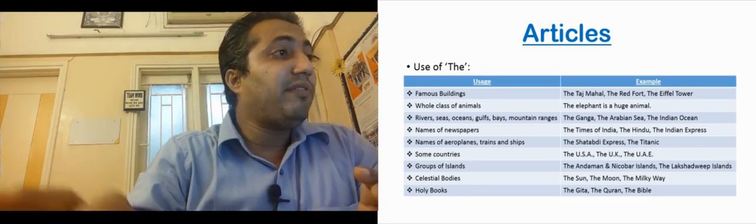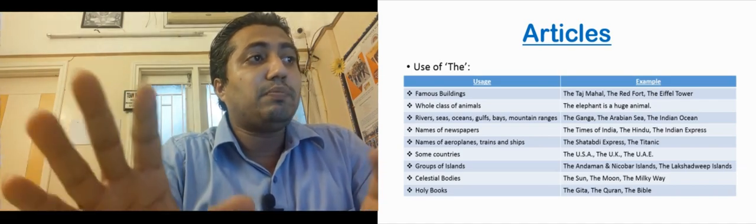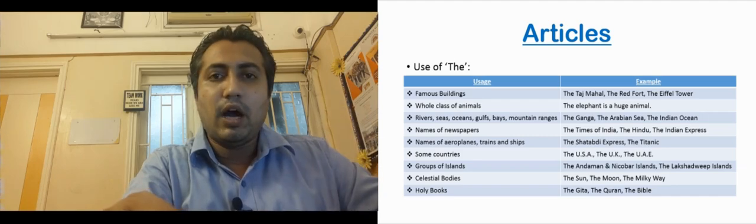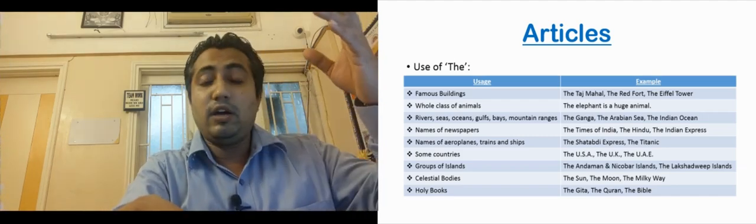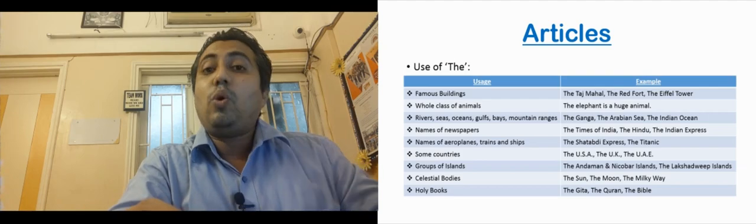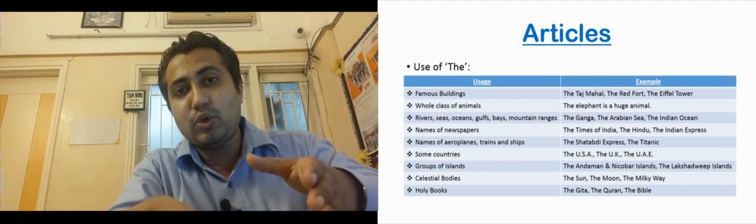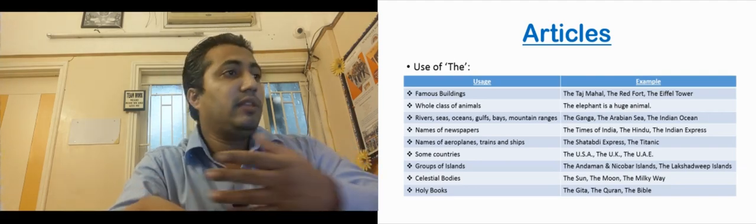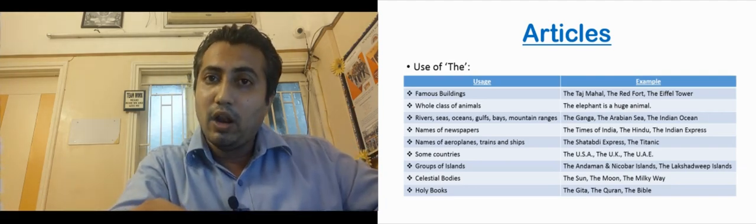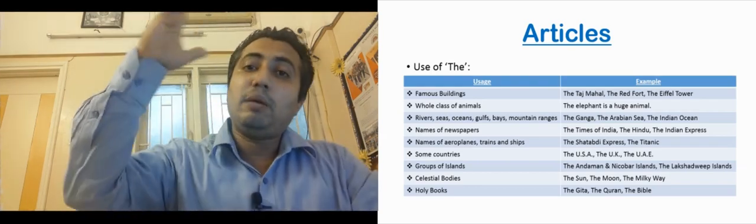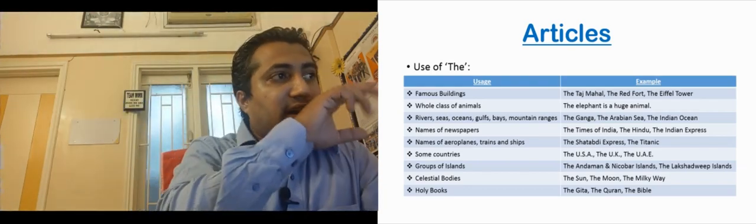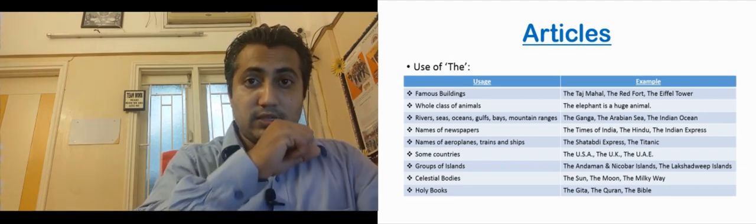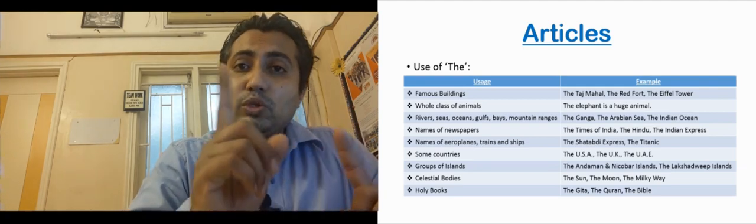Okay, then rivers, seas, oceans, gulfs, bays, mountain ranges, ये सब के आगे भी the. River, the Ganga, the Narmada. Sea, the Arabian Sea, the Mediterranean Sea. Oceans, the Indian Ocean, the Pacific Ocean. फिर gulfs, the Gulf of Khambhat, the Gulf of Kutch, isn't it? Then bays, the Bay of Bengal, isn't it? फिर mountain ranges, the Himalayas. So whenever we are taking names of river, sea, ocean, gulf, bay, mountain ranges, we will use the before their names.